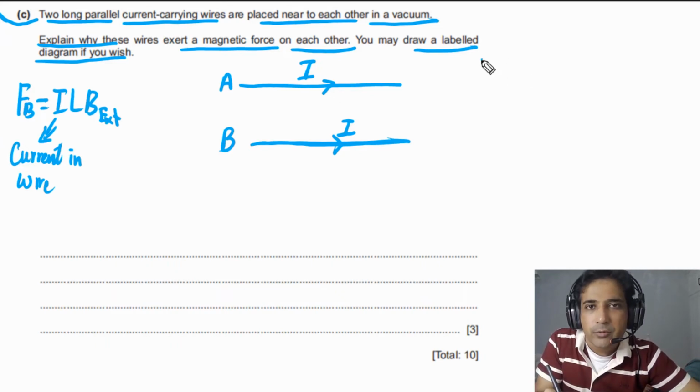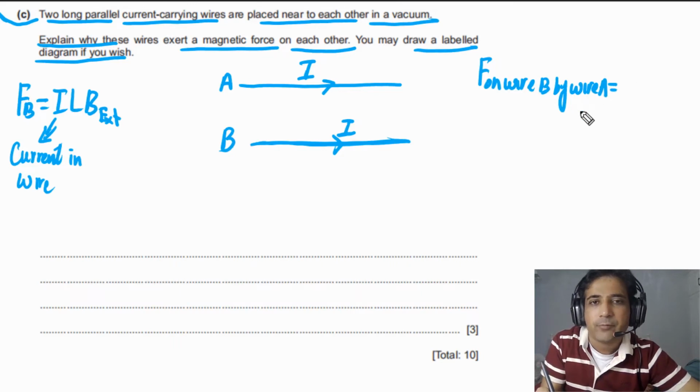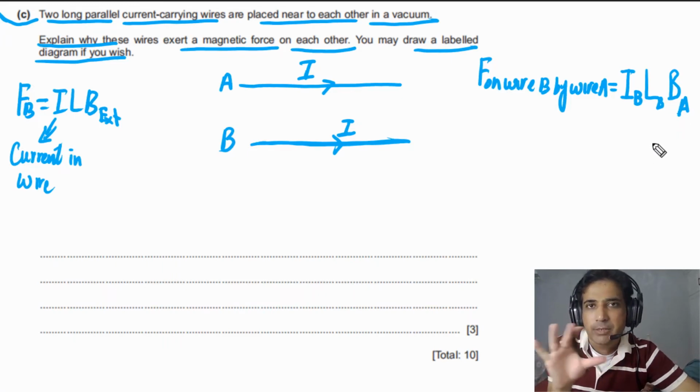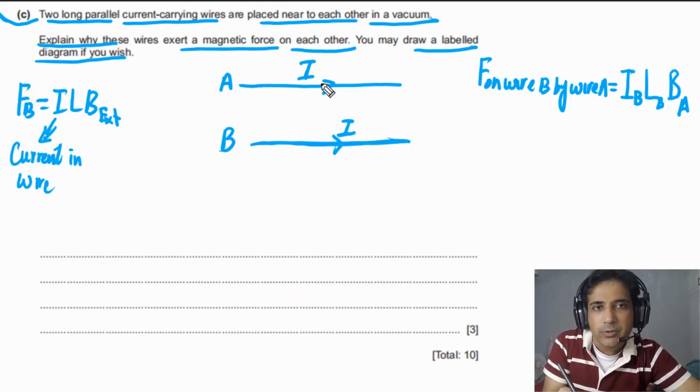Let's try to find out force on wire B by wire A. So we have to find out this force. In order to find force on wire B, we have to consider current in wire B, the length of wire B, and we need to consider magnetic field due to wire A. So this is B_A. So these are the points you need to understand. Now let's try to find out magnetic field on this side of the wire. Means at the lower side of wire A.